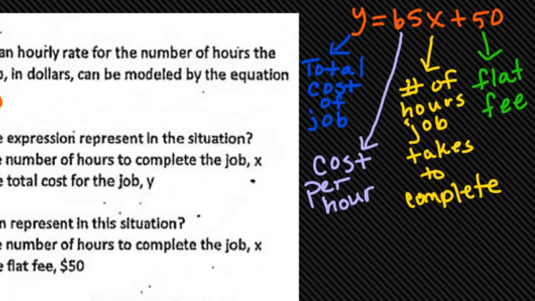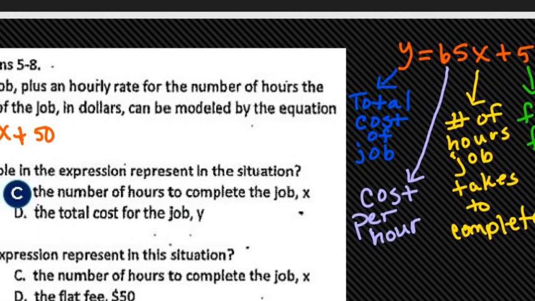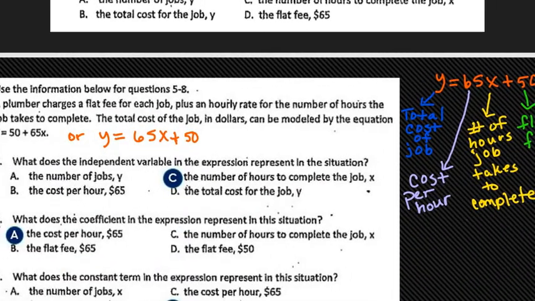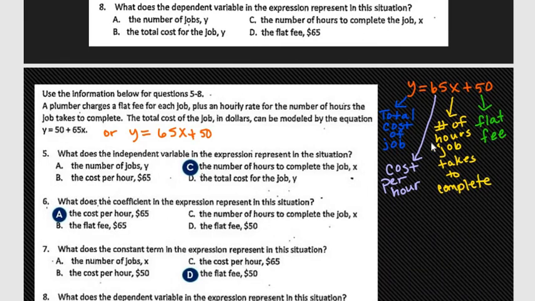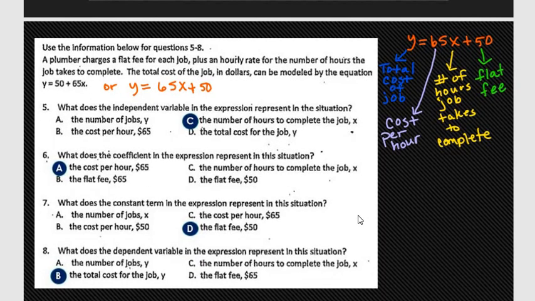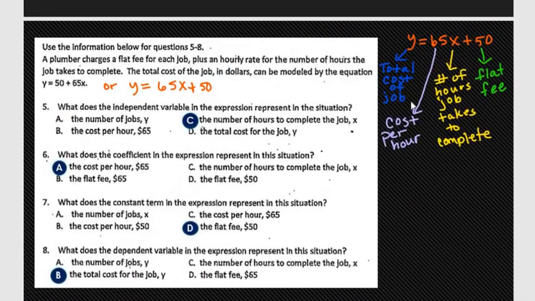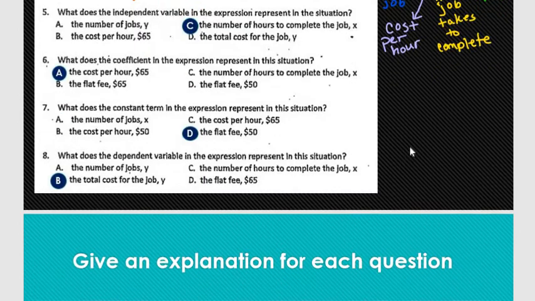Now, I want you to look over here at this. Here's another way to write this. And so when I look at this right here, the Y is talking about the total cost of the job. The 65 is cost per hour. The X is the number of hours it takes to complete the job. And the 50 is the flat fee. Make sure that you're able to look at each part of this equation right here and tell me what each part means.